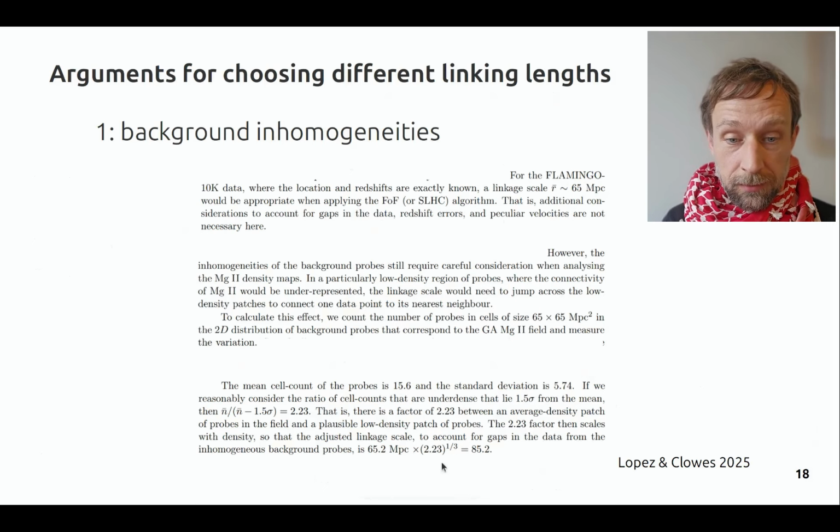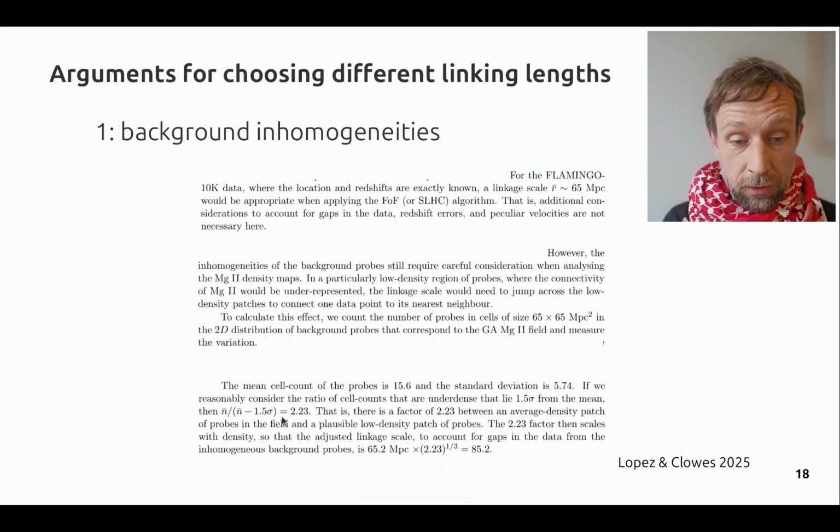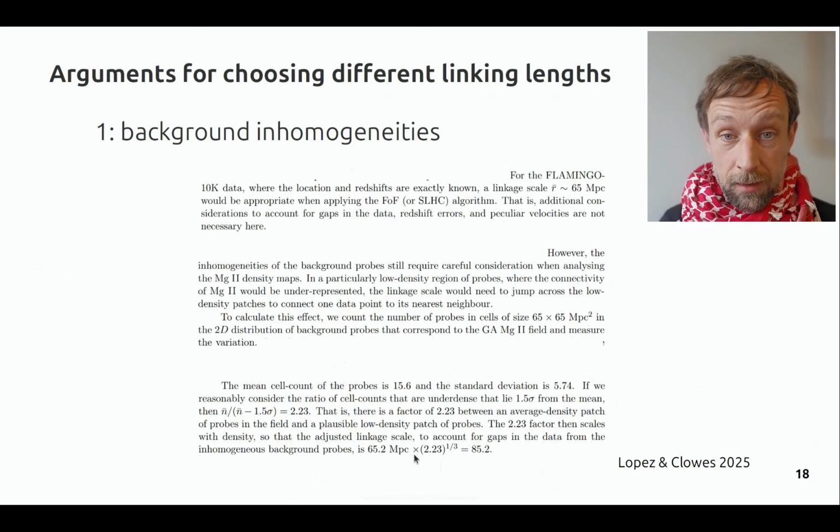So what they do is they basically measure the density of quasars in apertures of 65 megaparsecs squared, find the mean is 15.6 and the standard deviation is 5.7. And then they say, okay, a 1.5 sigma should be considered as underdense. Then they compute the ratio between the mean and the difference between the mean and 1.5 sigma, that's 2.23. And then they multiply the linking length by 2.23 to the 1/3 to get to 85.2.